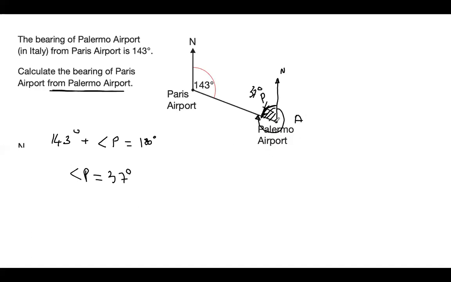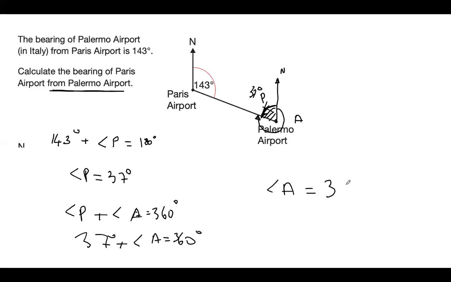Now, we know something about angles around a point: angles around a point add up to 360 degrees. So in this case, angle P plus angle A equals 360 degrees. We know angle P is 37, so 37 plus angle A equals 360 degrees, and that leaves angle A as 360 take away 37, so angle A is going to be 323 degrees. So there you go, we just found the bearing of Paris Airport from Palermo Airport, and that is 323 degrees. That's it, this is the final answer.